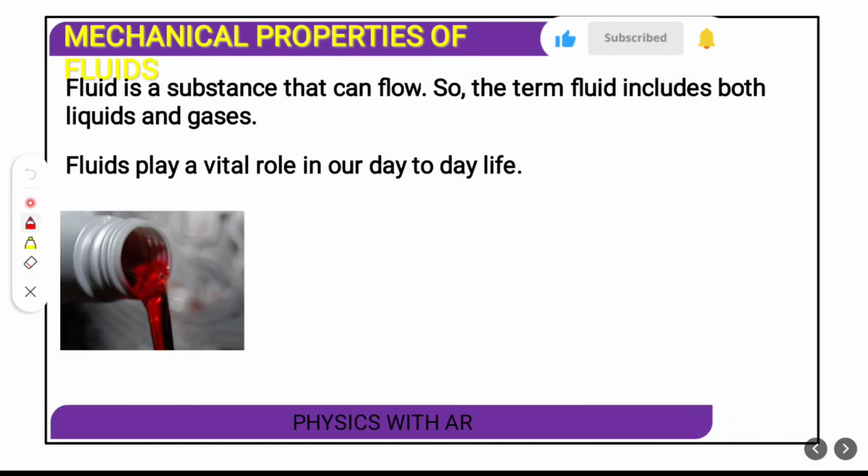So what's the meaning of fluid? Fluid is a substance that can flow. The term fluid includes both liquids and gases. Both liquids and gases are called fluids. Fluids play an important role in our day-to-day life.